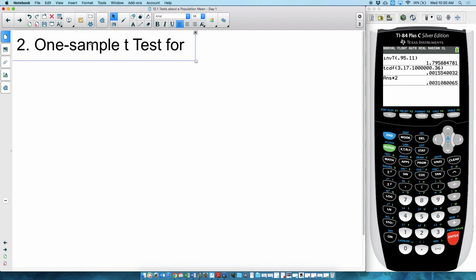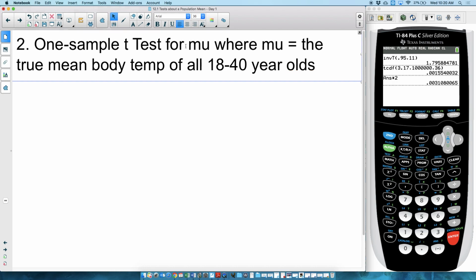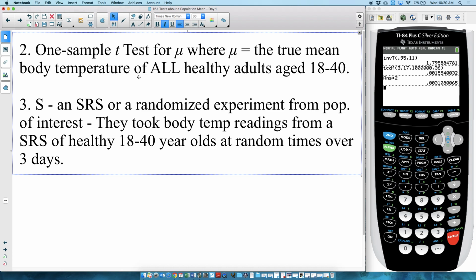So, now what happened to this one? I'm just going to type mu like that, where mu equals the true mean body temp of all 18 to 40-year-olds. I don't know what happened to that one, but now it's back. Oh, because I put it over there. Oops. Oh, well. Delete.